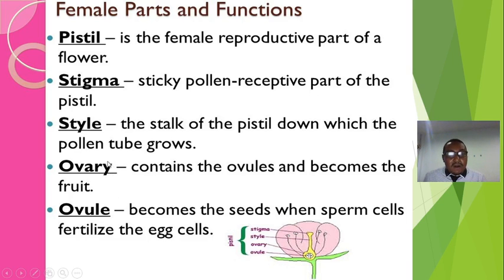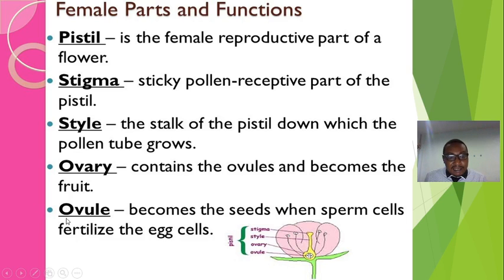Number 3, ovary. Again, ovary. Now, this is our ovary. What you're seeing here is our ovary. And the ovary usually contains the ovules and becomes the fruit. This is the one that usually contains what we call the ovules. And after reproduction, it becomes the fruit.